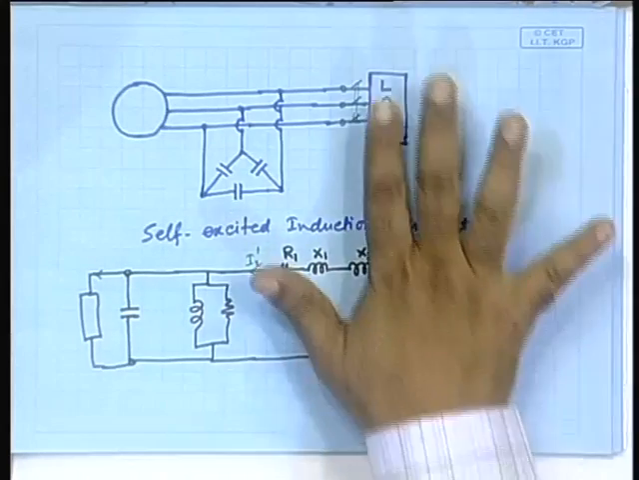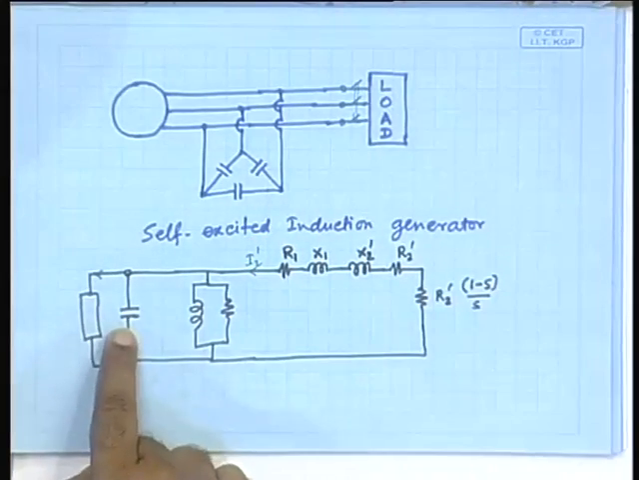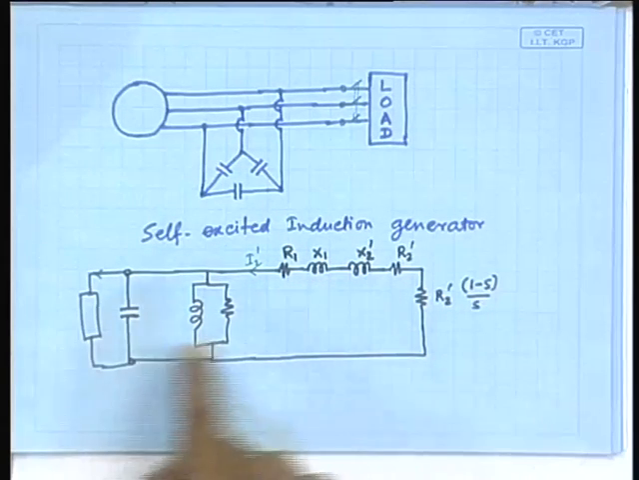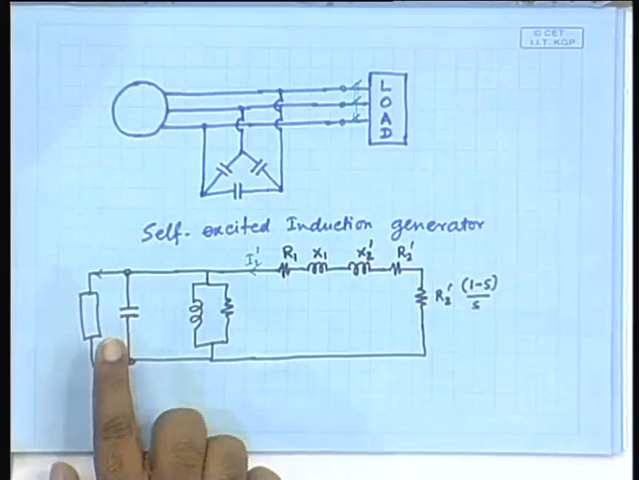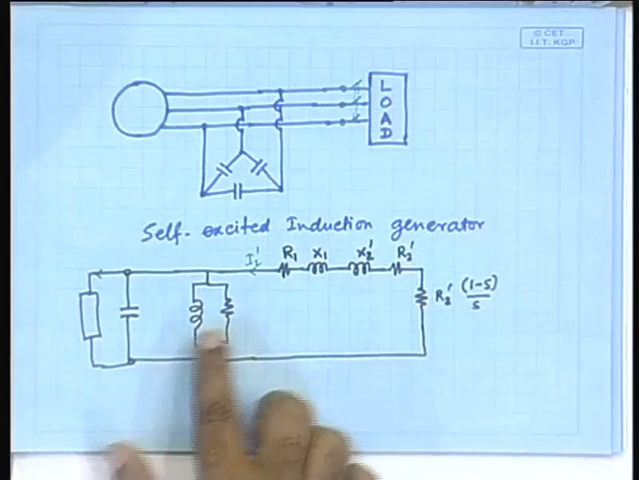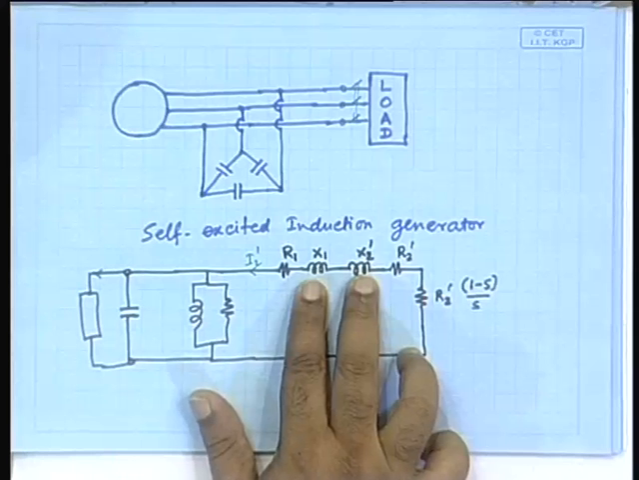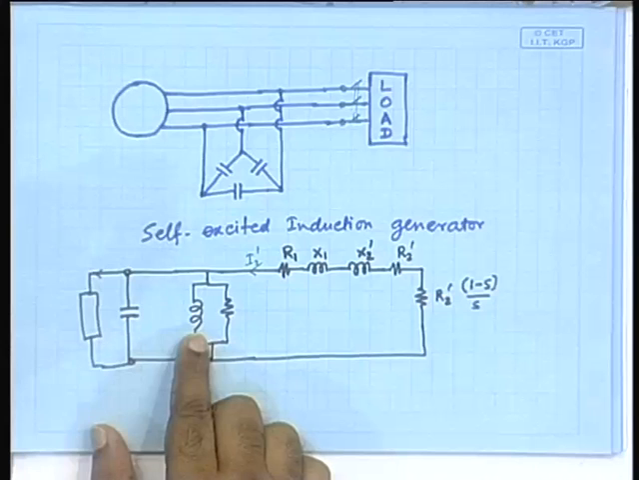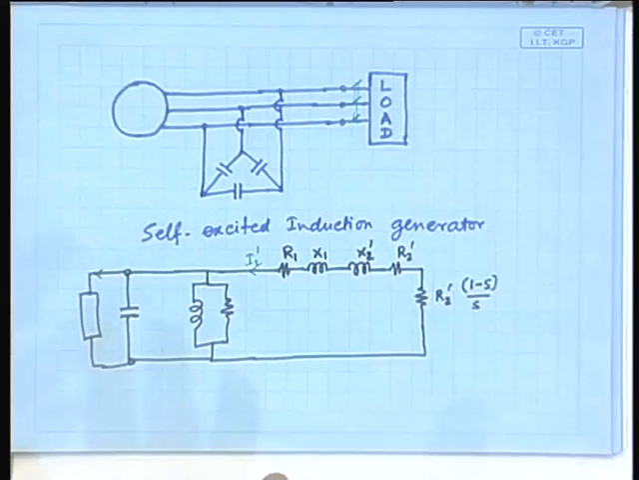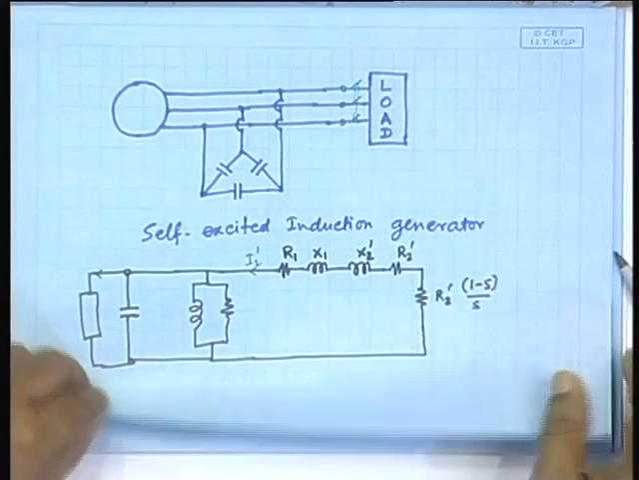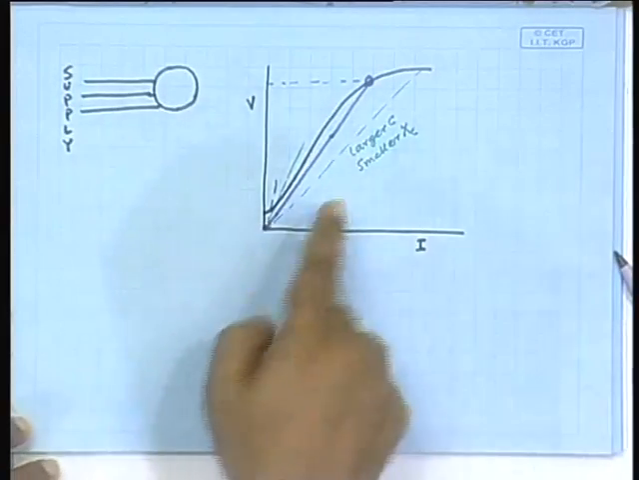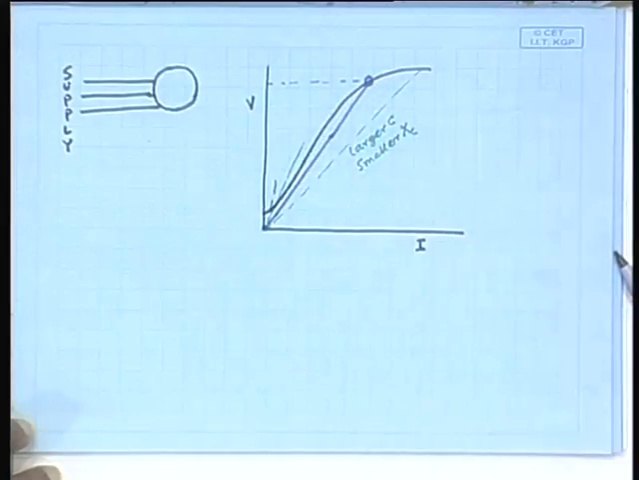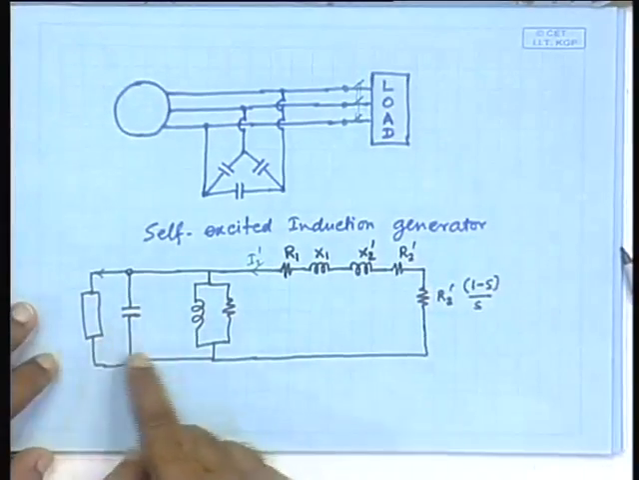So far, when it is not loaded, the capacitor had to supply only this, but now the capacitor has to supply also this. So the capacitive var generated will have to supply the magnetizing as well as these components. So the amount of capacitive var now available for supplying the magnetizing branch will be less. Clear? Will be less. The moment it becomes less, effectively this line will move and the voltage will drop. So, depending on the load, the voltage will actually drop.